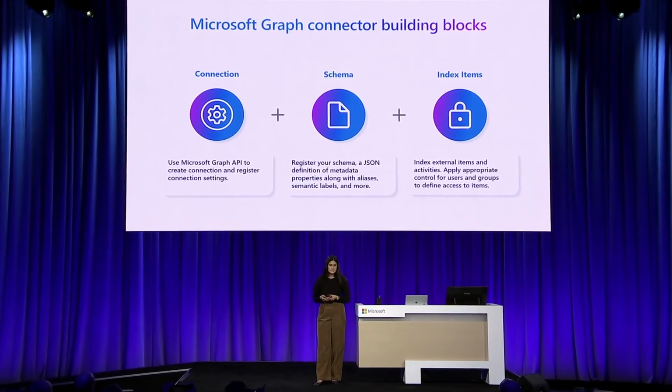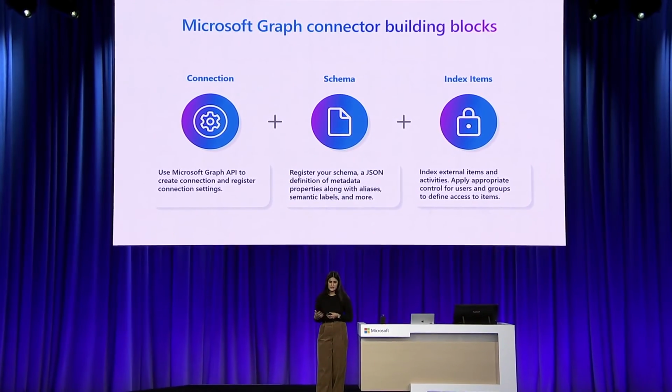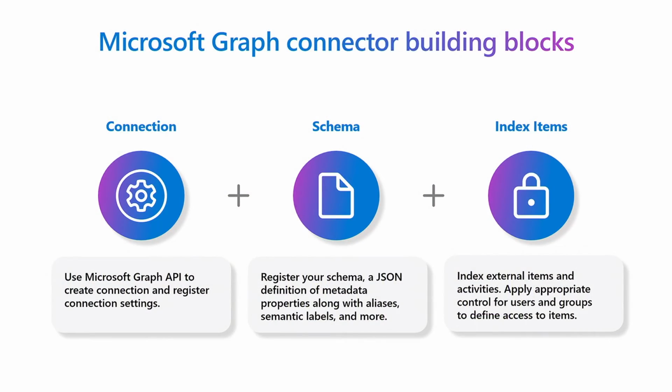OK, so this was a pre-built Graph connector that the admin deployed. But what if you wanted to build your own custom Graph connector? Let's start with what fundamentally makes up an M365 Graph connector. And these are the building blocks. It's an external connection to your data sources that you want to bring in, a schema for that external content, and finally, someone to manage the indexed items that are being ingested into M365. So let me show you how I built one from scratch. Let's roll the clip.